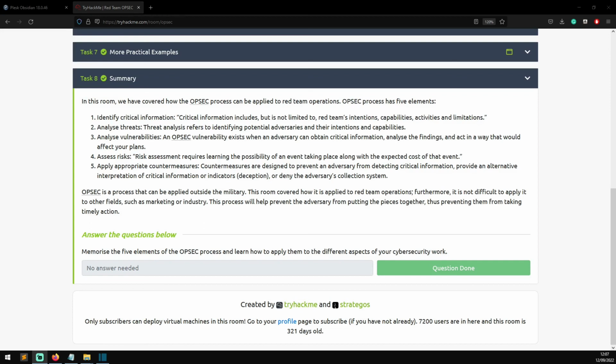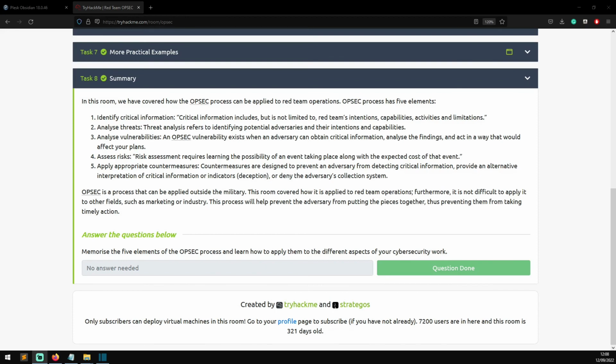3. Analyze vulnerabilities. An OPSEC vulnerability exists when an adversary can obtain critical information, analyze the findings and act in a way that would affect your plans. 4. Assess risk. Risk assessment requires learning the possibility of an event taking place along with the expected cost of that event. 5. Apply the appropriate countermeasures. Countermeasures are designed to prevent an adversary from detecting critical information, provide an alternative interpretation of critical information or indicators, deception, or deny the adversary's collection system.